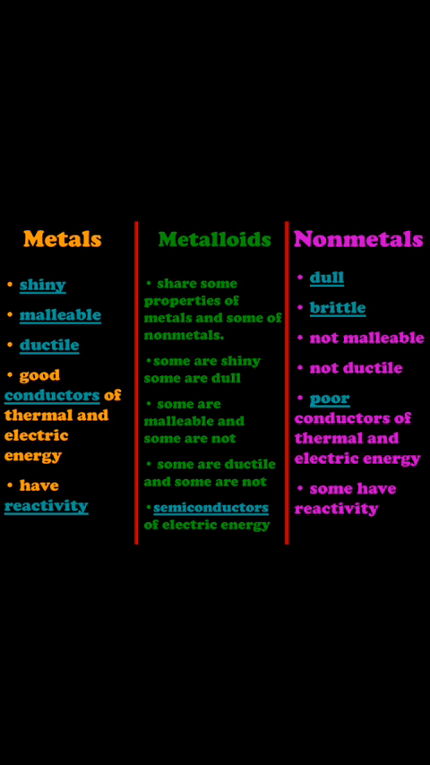And what about non-metals? A non-metal is an element that does not have characteristics like hardness, shininess, and ductility. What do you mean by non-metals? Those which do not have the properties of metals are called non-metals.